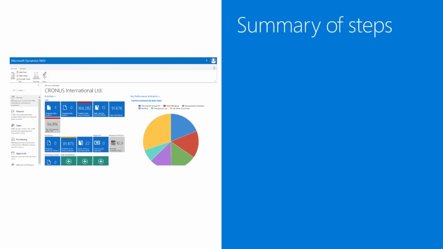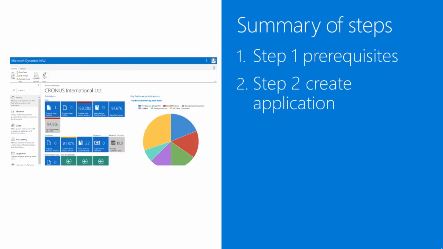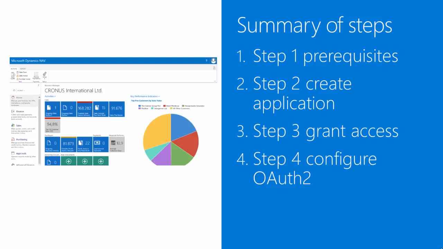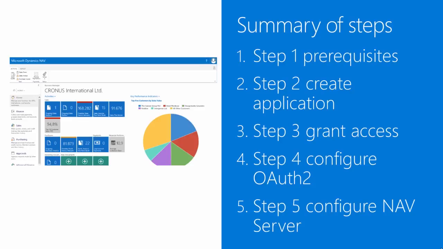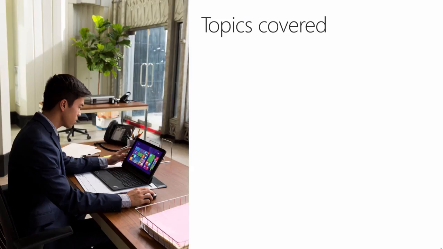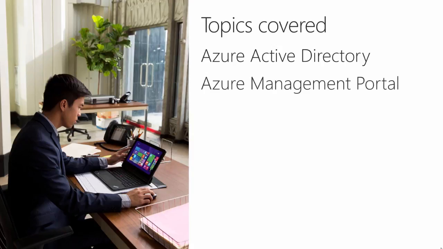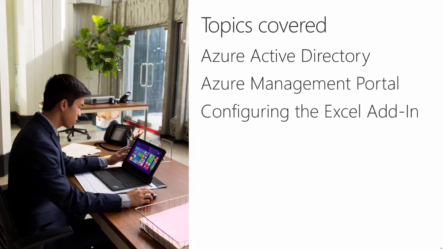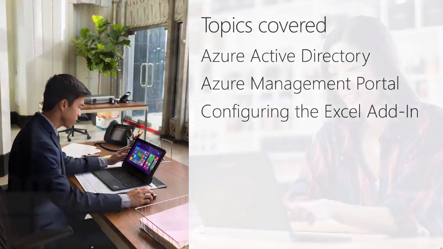Let's summarize the steps again. In the first step, I discussed the prerequisites. Then we had a look at how we can create our application in Azure Active Directory. We granted access to the application, configured OAuth by opening the manifest file and changing a setting. And then we also provided permissions, and we used the app ID to reconfigure the service tier. So in this video, we covered the following topics on how to configure and set up Dynamics NAV, the Excel add-in, for it to connect to the application.